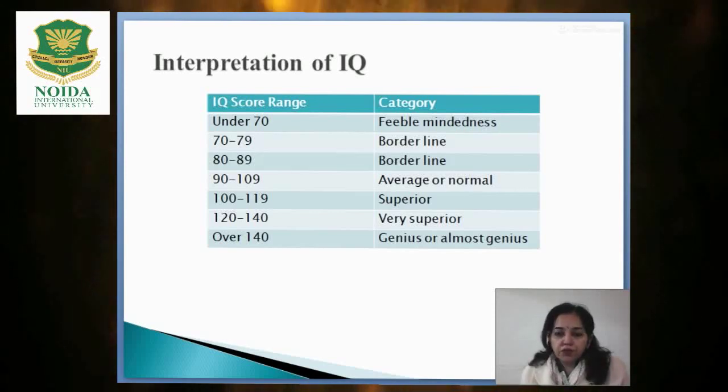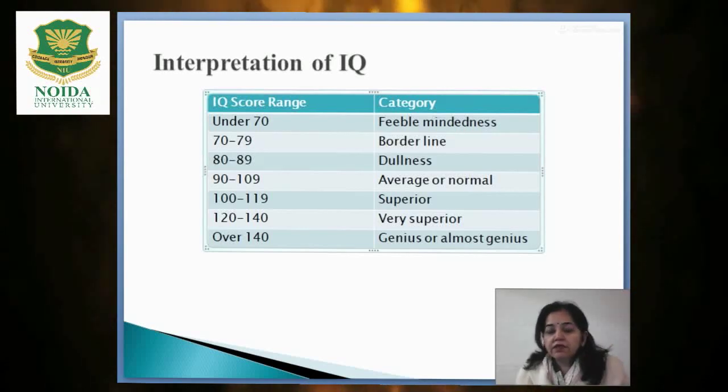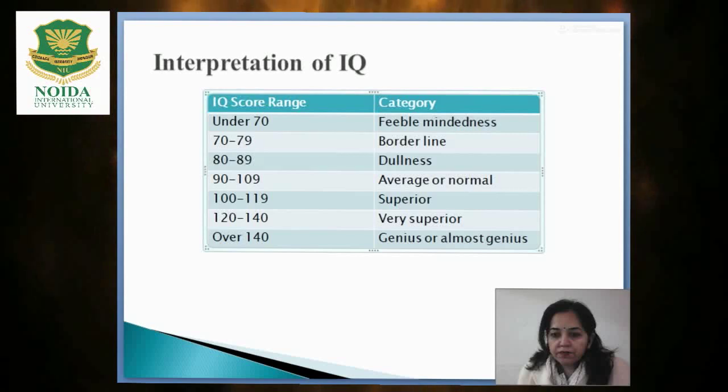If the IQ is under 70, then the category is feeble-mindedness. If it scores between 70 to 79, then it is borderline. 80 to 89, dullness is there. 90 to 109, average or normal, normal IQ. 110 to 119, superior IQ. 120 to 140, very superior, and over 140, then it means genius or almost genius.